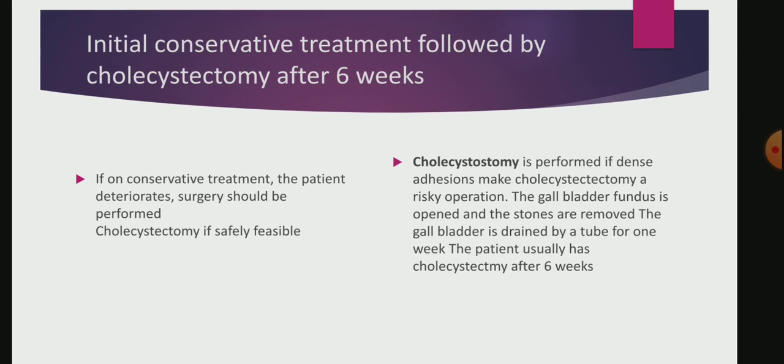If the patient deteriorates on conservative treatment, surgery should be performed. I mean that when you put the patient on conservative treatment and he does not improve and enters into complication, you should go with surgery. That means open the gallbladder from the fundus, remove the stone and make a drain out, and after 6 to 8 weeks let the patient come back to do cholecystectomy.